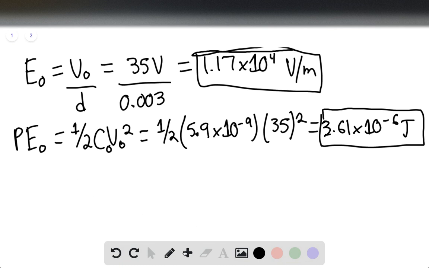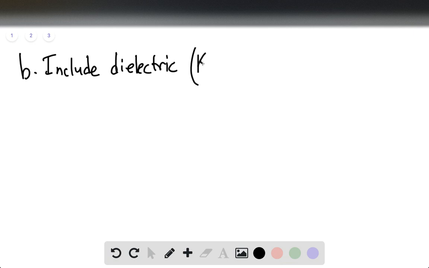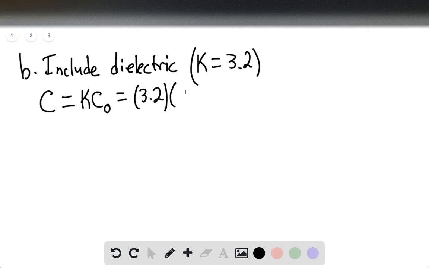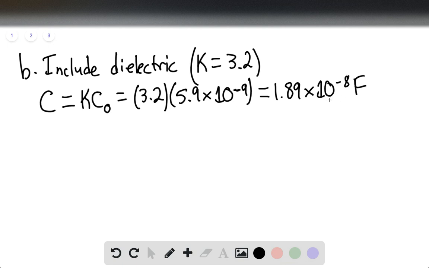Now for part B, they're asking us to include the dielectric. So include dielectric, and the dielectric constant K is going to be equal to 3.2. So we can say that the new capacitance is equal to the dielectric constant times the C naught. So this would be 3.2 times 5.9 times 10 to the negative 9th. And this is equal to 1.89 times 10 to the negative 8th farads.